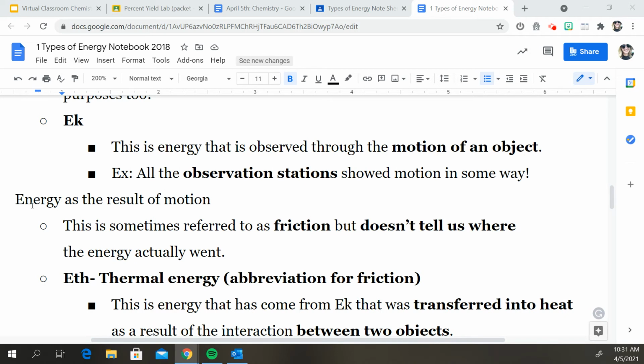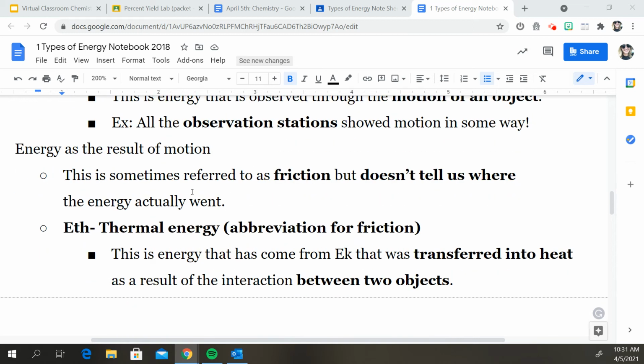All right, the last type of energy that we're going to talk about is energy that is a result of motion. So energy that occurs because motion happened. This is sometimes referred to as friction. But friction doesn't tell us where all of the energy went. It just tells us that there was some energy there. So friction has a different name that we're actually going to use here in physical science, and that is ETH, otherwise known as thermal energy. This is going to be the abbreviation we use for friction.